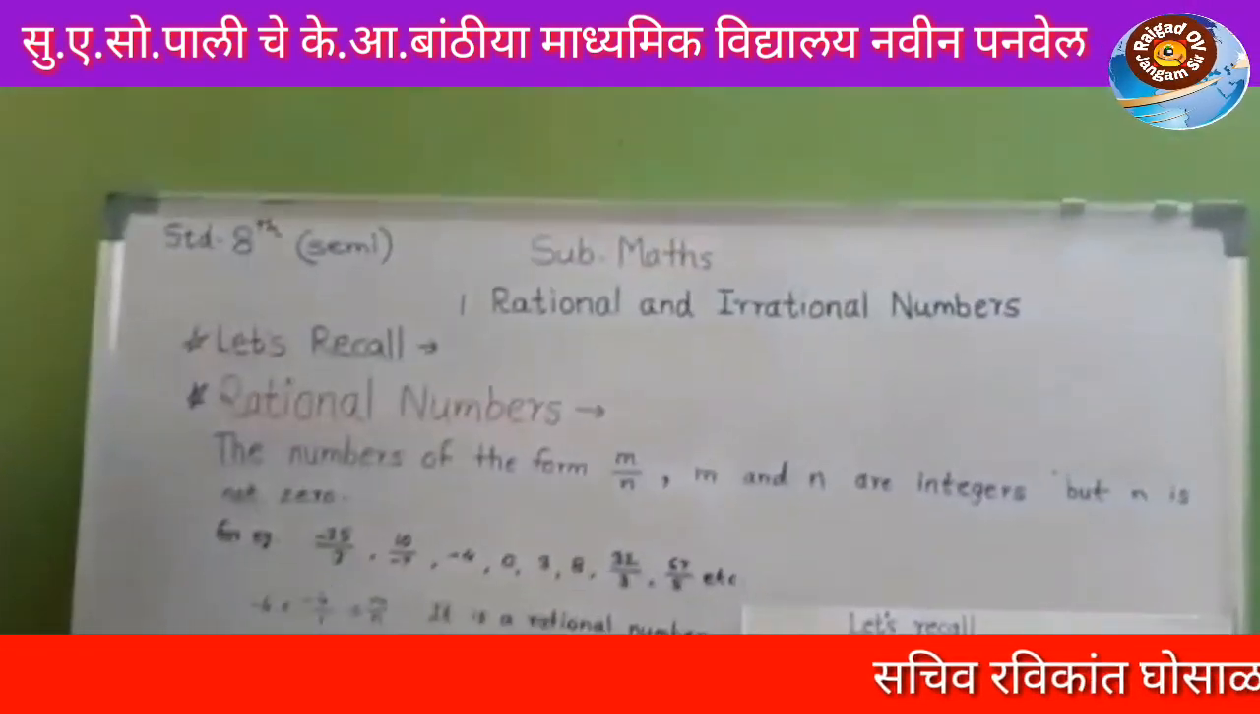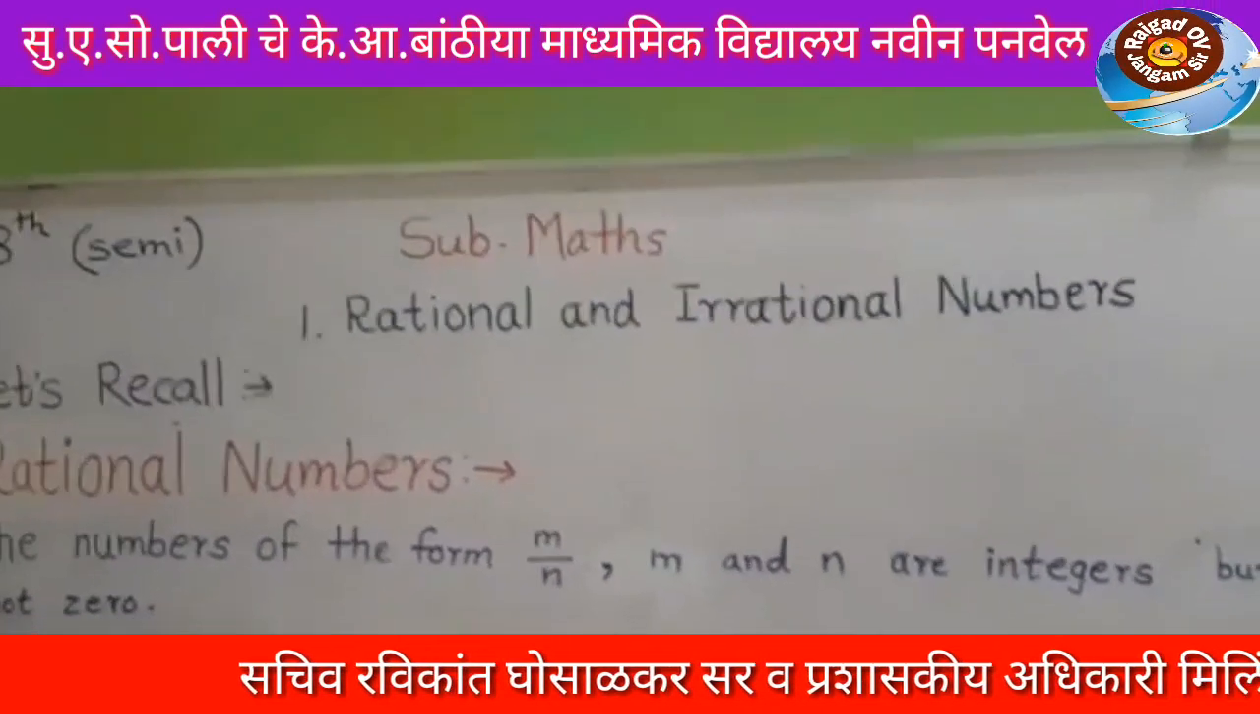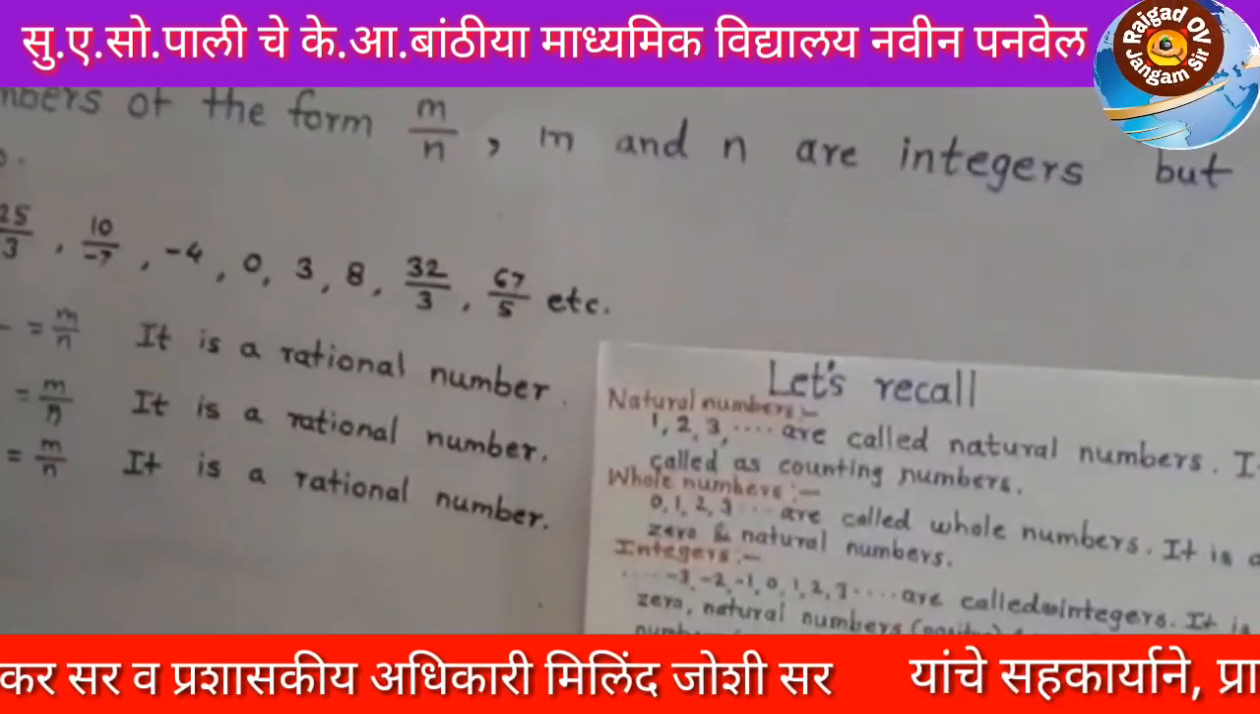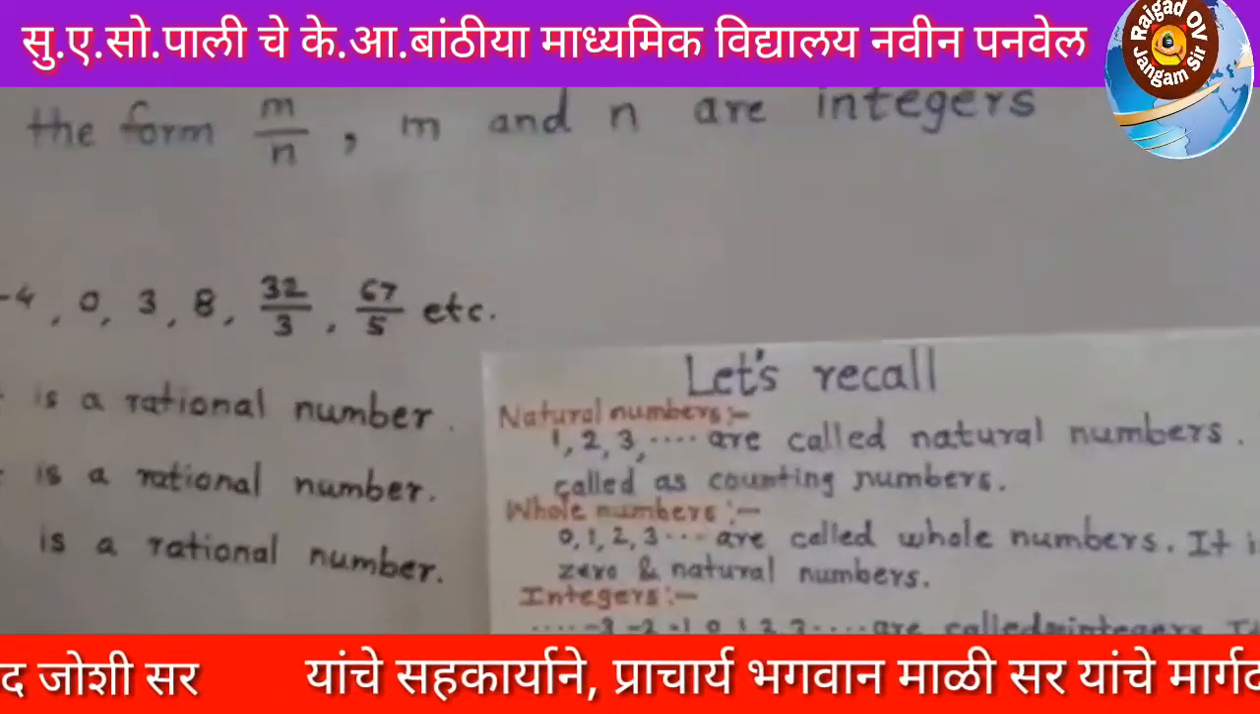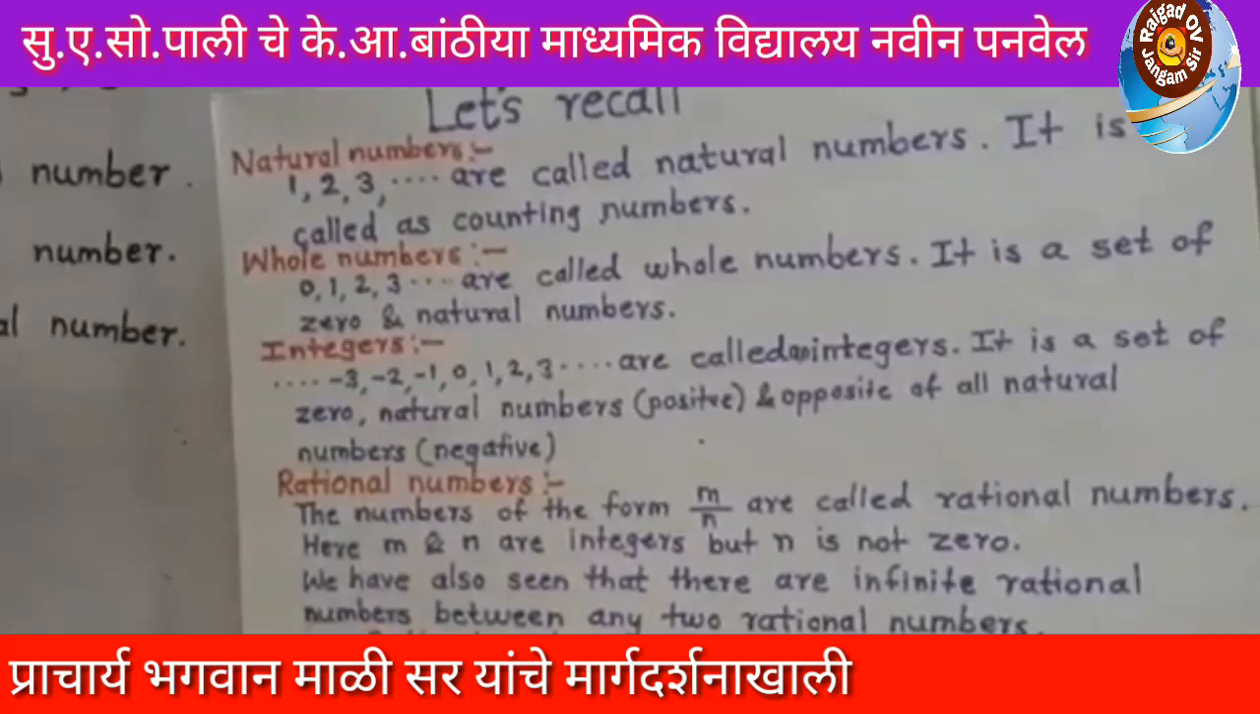Students, today we are going to study chapter first, rational and irrational numbers. In previous standard we have already learned natural numbers, whole numbers, integers and rational numbers.